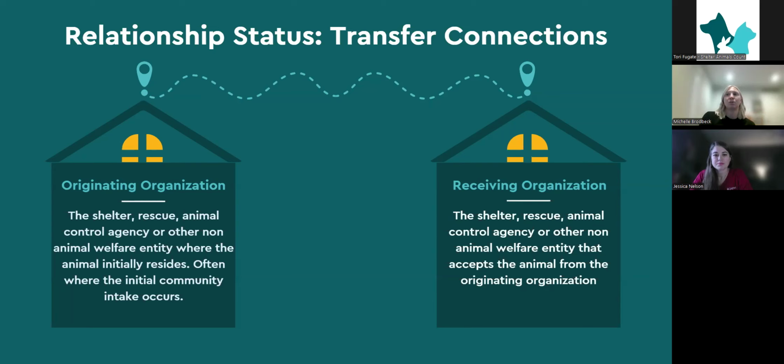Originating organizations would be shelters, rescues, etc., where the animal initially resides. It's typically where the first community intake would occur. And receiving organizations would be, again, shelters, rescues, etc., that accept the animal from the originating organization. They have both in each interaction, but animals might go between a couple of different organizations over their whole trip through the animal welfare system.